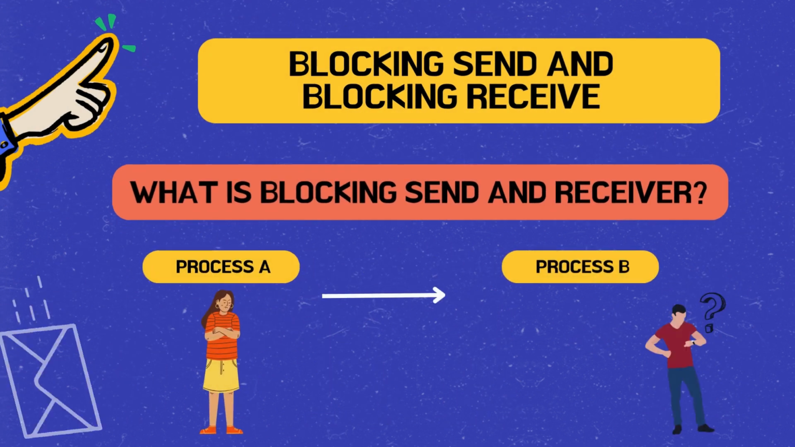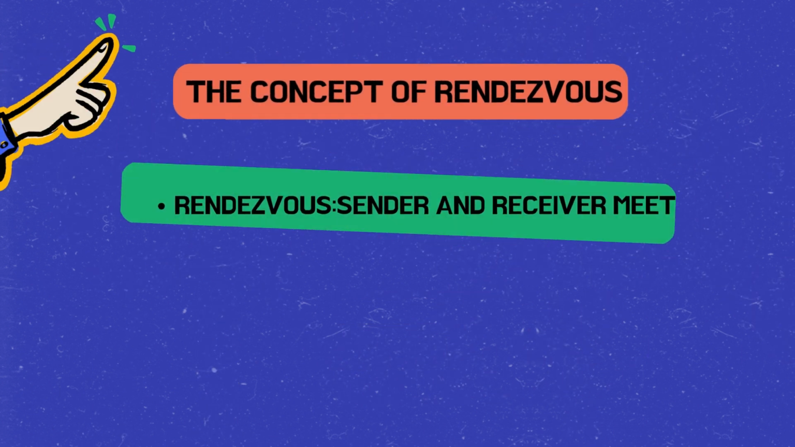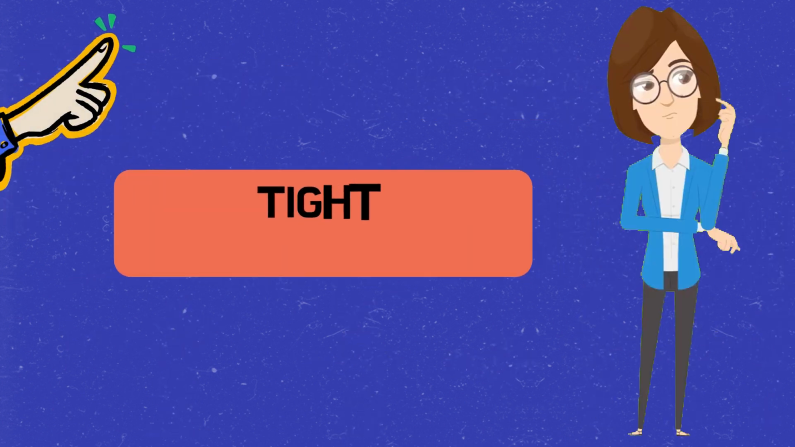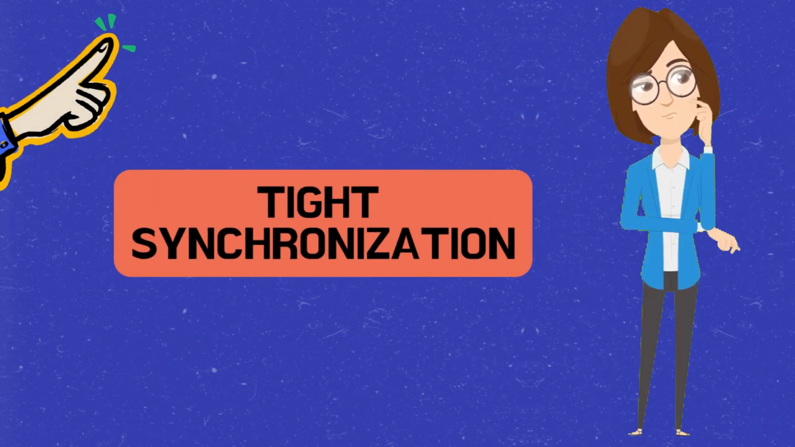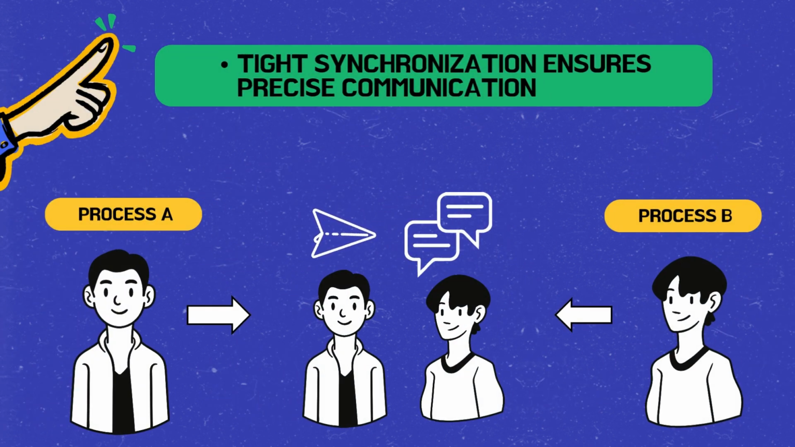Blocking send and blocking receive. In blocking send and blocking receive, both the sender and the receiver are blocked until the message is delivered. This method is often referred to as a rendezvous. A rendezvous occurs when both the sender and receiver processes meet at a specific point to synchronize and exchange a message. Blocking send and receive allow for tight synchronization between processes. This means that process A and process B work together very closely, coordinating their actions precisely.